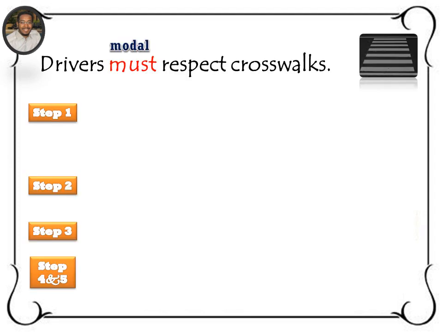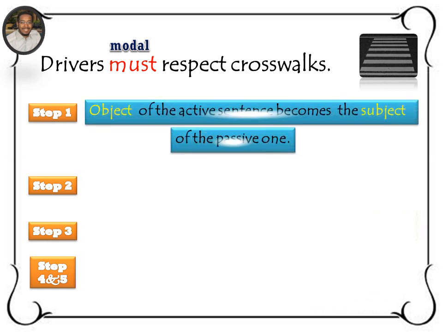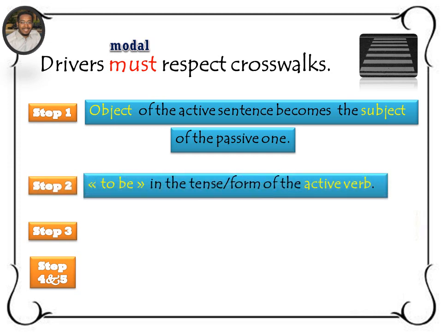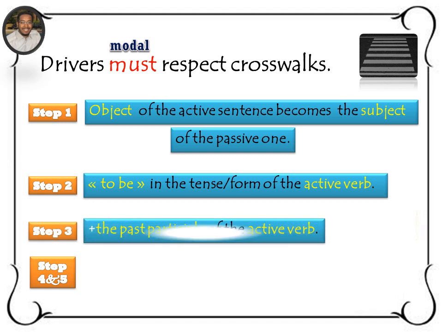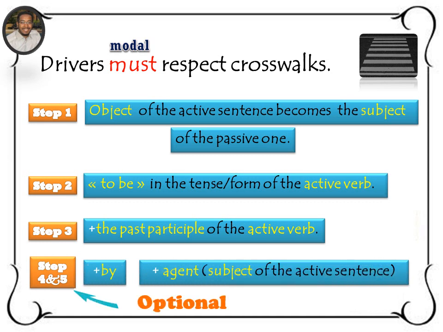The steps we follow in making the passive with modals are the same. So let's start with step number 1. Object of the active sentence becomes the subject of the passive one. Number 2, we need an auxiliary, which is to be, in the tense or form of the active verb. Number 3, plus the past participle of the active verb. And finally, number 4 and 5, plus by plus agent, which is the subject of the active sentences.